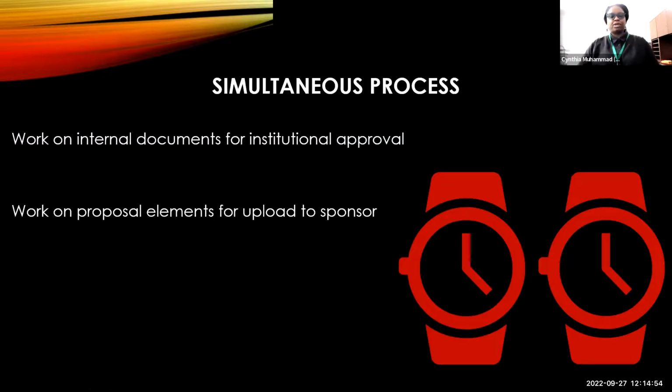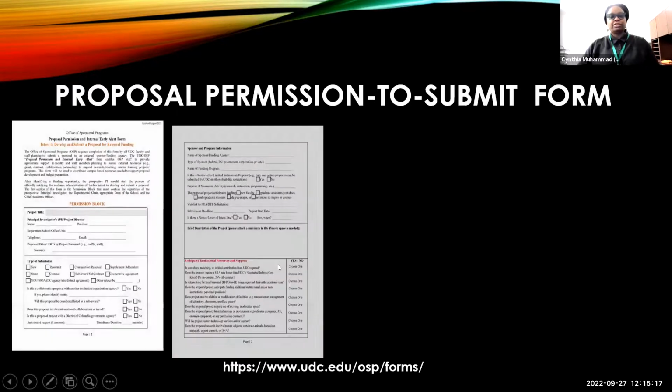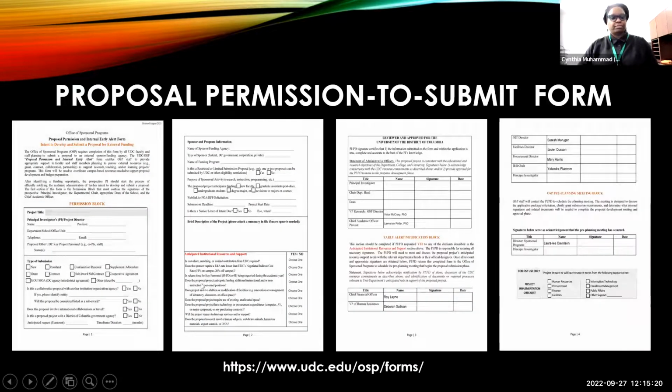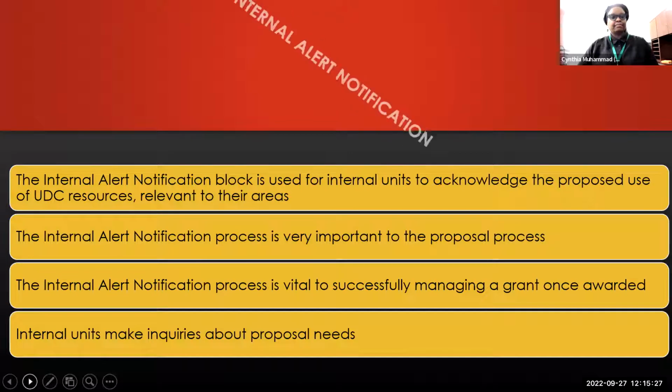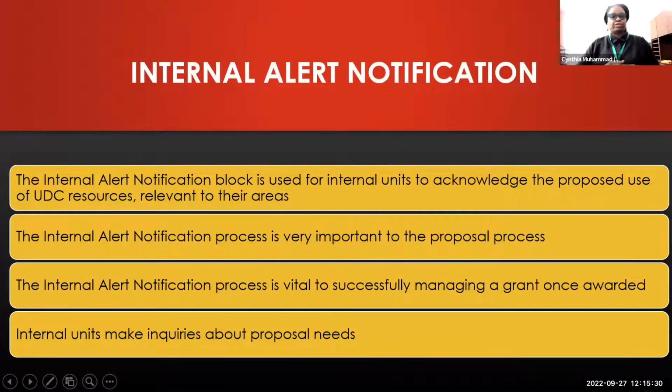There's a simultaneous process. You have to work on your internal documents for institutional approval, the permission to submit form, as well as work on your proposal elements for upload to the sponsor's website. So we want to make sure that you understand that and you're doing both things simultaneously. So you have to become multiplicitous in putting in a grant application. This is the proposal permission to submit form. Just complete it. If you have any questions, you can always ask me about how to submit it and complete it.